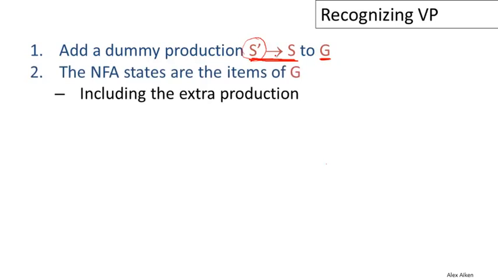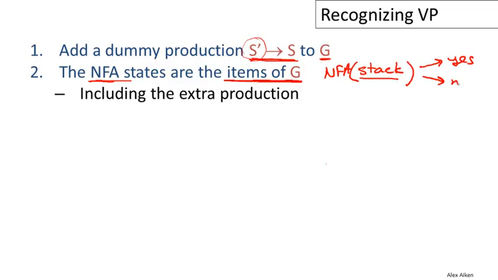Now, recall what we are trying to do. We claim that the set of viable prefixes for a given grammar is regular. So we're going to construct a non-deterministic finite automaton that recognizes the viable prefixes, and the states of this NFA are going to be the items of the grammar. The input to the NFA is the stack. So the NFA is going to take the stack as an argument, and it's either going to say yes, that's a viable prefix, or no. It's going to read the stack from bottom to top, starting at the bottom of the stack and reading towards the top.